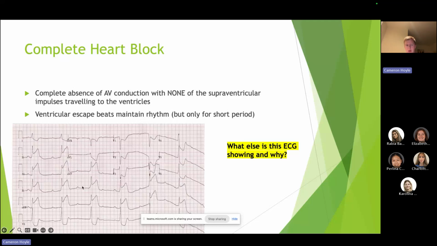Why is that happening? Because there's also complete heart block here as well, hence why it's on the slide. So you've got complete heart block and an inferior MI. So why are those two together? Why are they both happening at the same time?